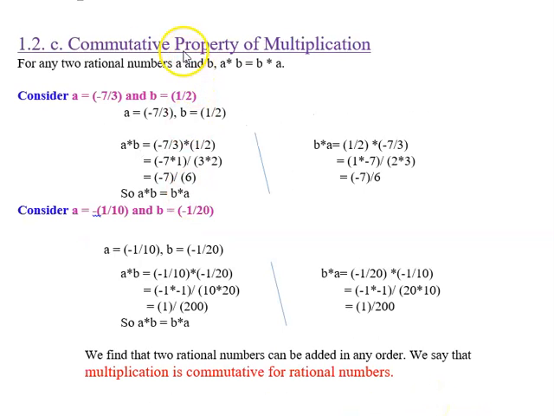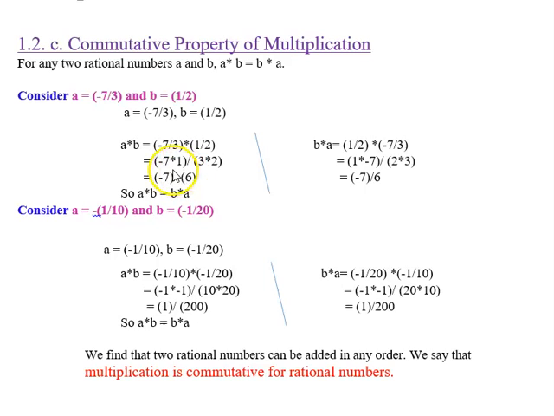Next we'll see the third property of commutative property of rational numbers, that is commutative property of multiplication. For any two rational numbers a and b, a times b is equal to b times a. We'll check this property with examples. Consider a is negative 7 over 3 and b as 1 over 2. First we'll multiply a times b. So a times b is negative 7 over 3 times 1 over 2.